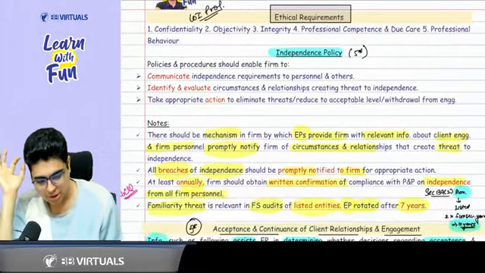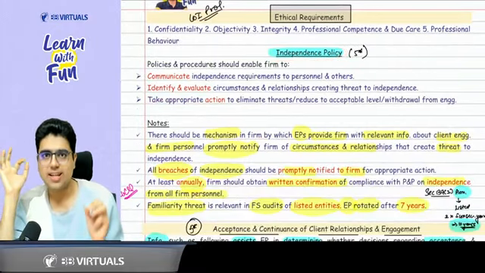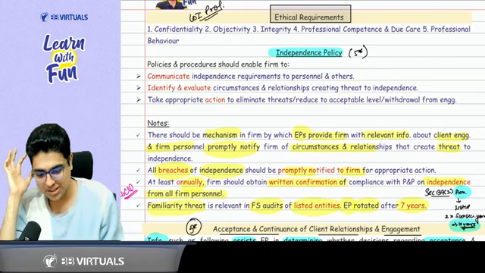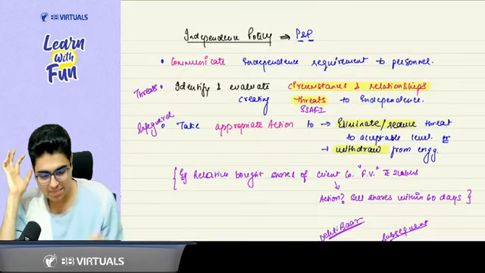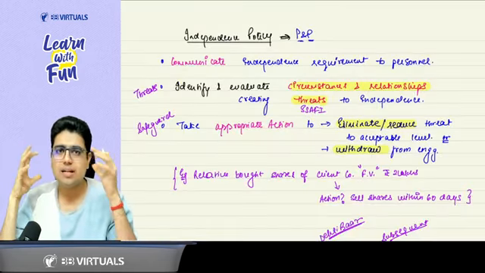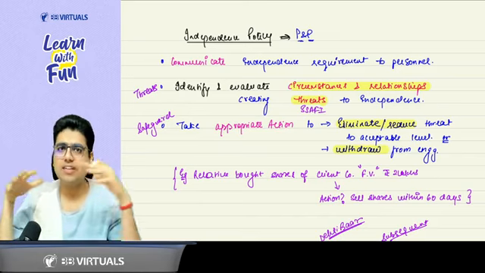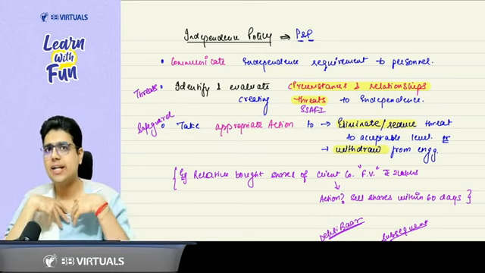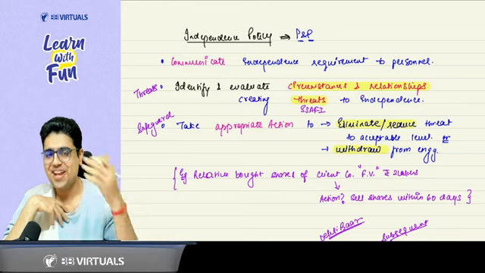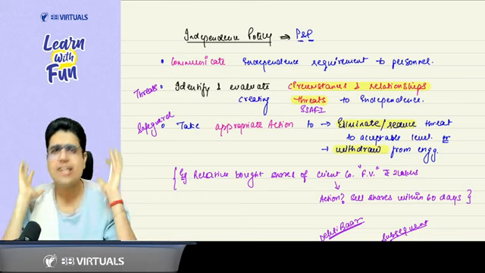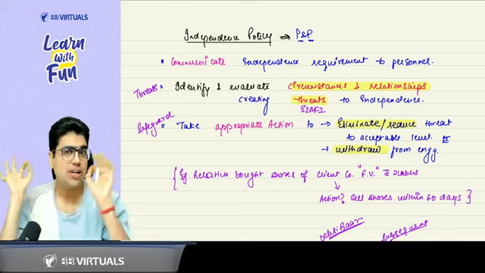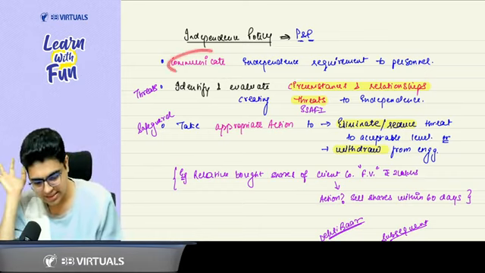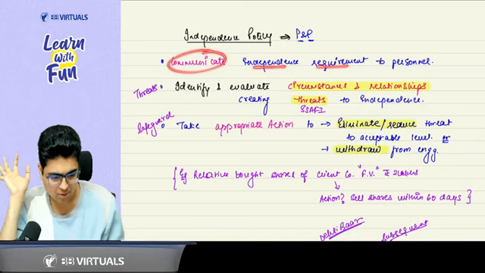Now comes a very important topic, independence policy. Now, sir, what does the independence policy talk about? Again, come back to the notes. How do the firm's people get to know that they need to be independent? Sir, we need to communicate to them. They will not get a dream that they need to be independent. We need to communicate. So the first part says communicate the independence requirement to the personnel.